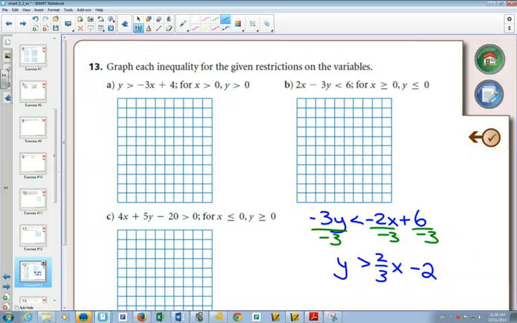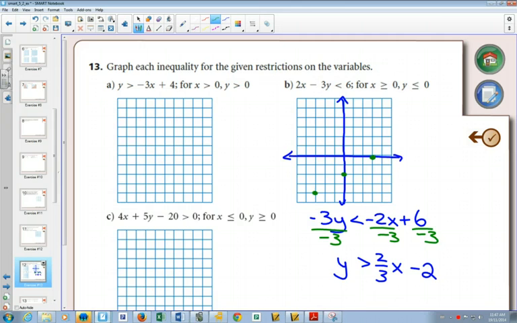This one's a nice one to graph because our y-intercept is a whole number. I'm going to draw my grid lines right on here. We know that our y-intercept is -2. We know that our slope is 2 over 3. So that means a rise of 2, a run of 3. Another point would be here. Or you could go down 2 and over 3 this way.